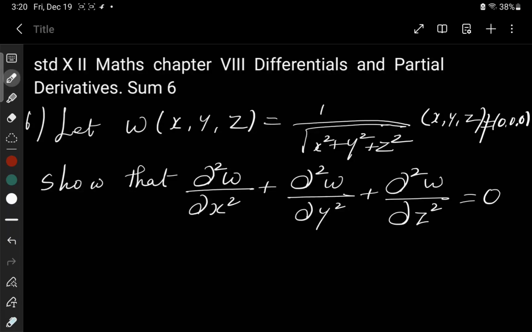Standard 12th Maths, Chapter 8, Differentials and Partial Derivatives, Sum number 6. The problem is, let w be w of x, y, z. W is a function of x, y, z equal to 1 by root of x square plus y square plus z square. Show that del square w by del x square plus del square w by del y square plus del square w by del z square equals 0, under the condition that x, y, z are not equal to 0.